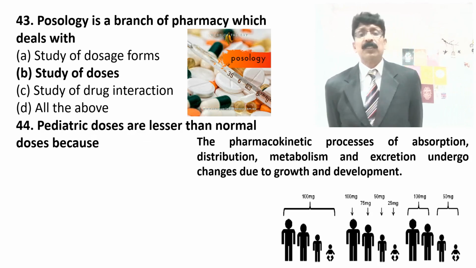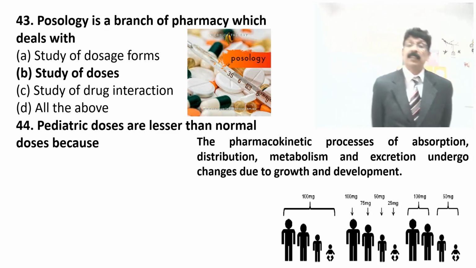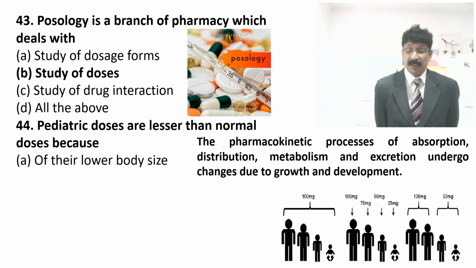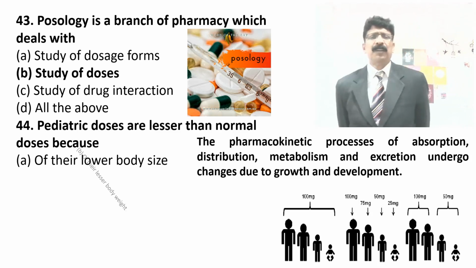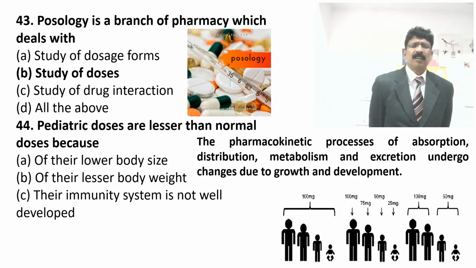Pediatric doses are lesser than normal doses, because you know that we are told the development between the adult and the child is different. Not because of lower body size, not because of lesser body weight, but because their immune system is not well developed.